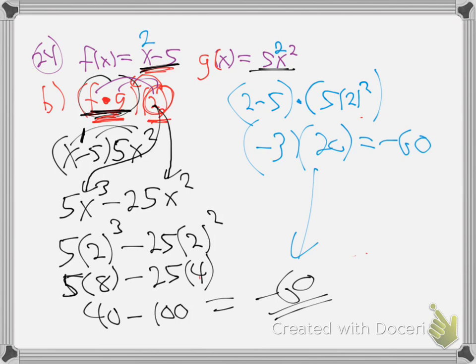You can plug in first and then multiply. It'd be a little easier. Either way, though, it'll work fine. So you're going to multiply f and g first and then plug in 2, or plug in 2 first, then multiply. Either way, as long as you're plugging in the 2, you'll be good.